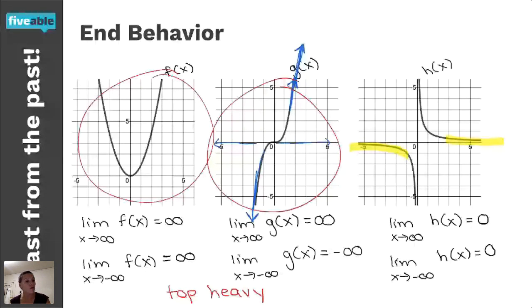Now, the one on the right went to 0. What do you think would happen there? Is that top-heavy or bottom-heavy? Yeah, great. That one on the right there is bottom-heavy. And we know that because it approaches 0. Okay.